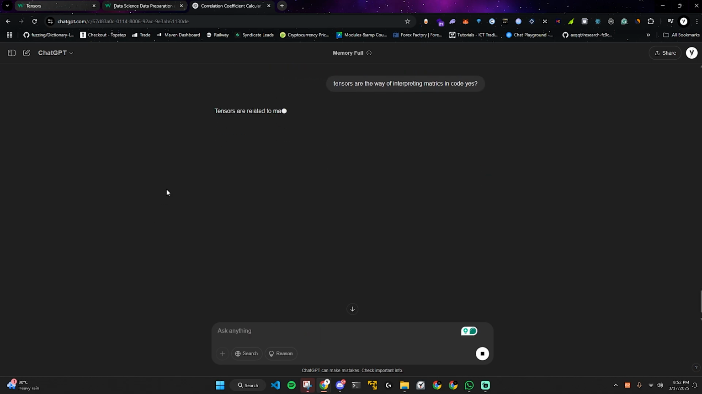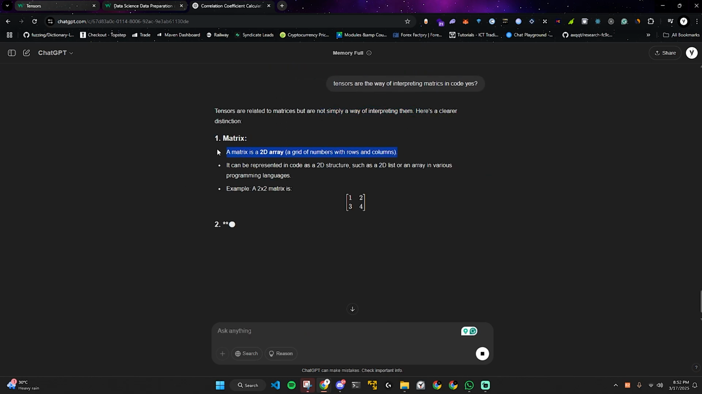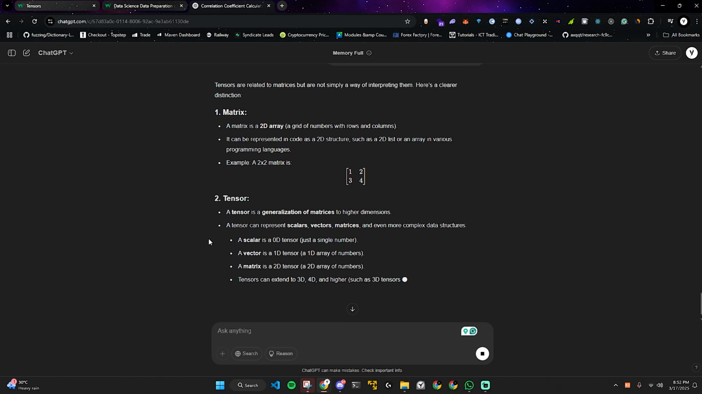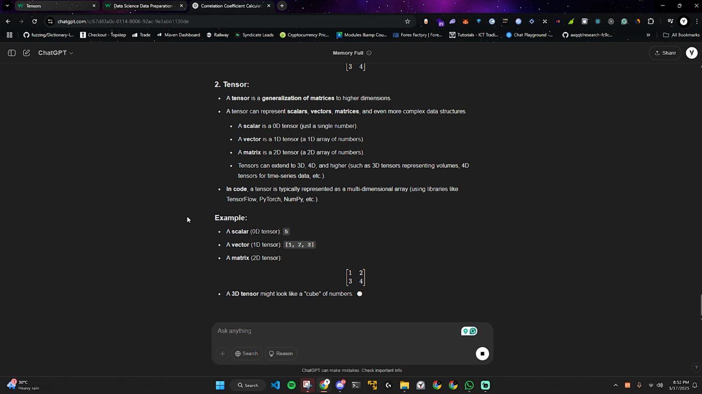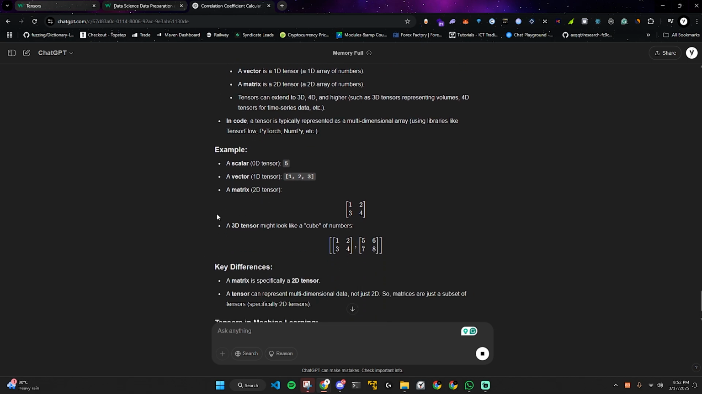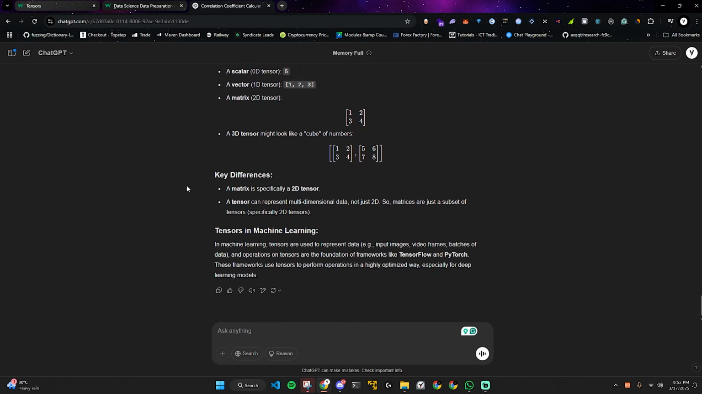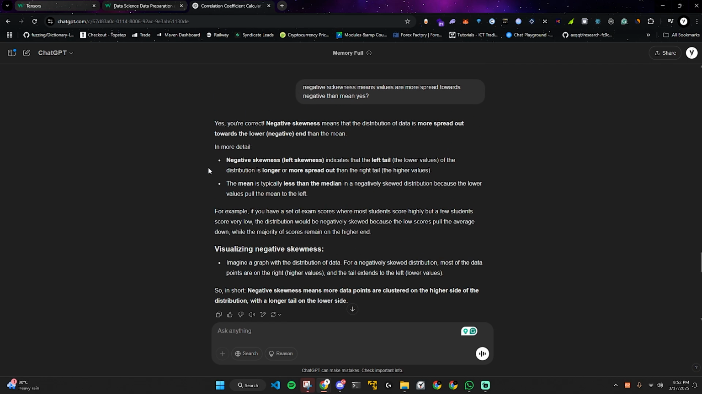Yes. A matrix is a 2D array. Right. Okay. A vector is a 1D tensor, a matrix is a 2D tensor, then a 3D tensor. A matrix is specifically a 2D tensor. A tensor can represent multidimensional data, not just 2D. So matrices are just a subset of tensors. Interesting.